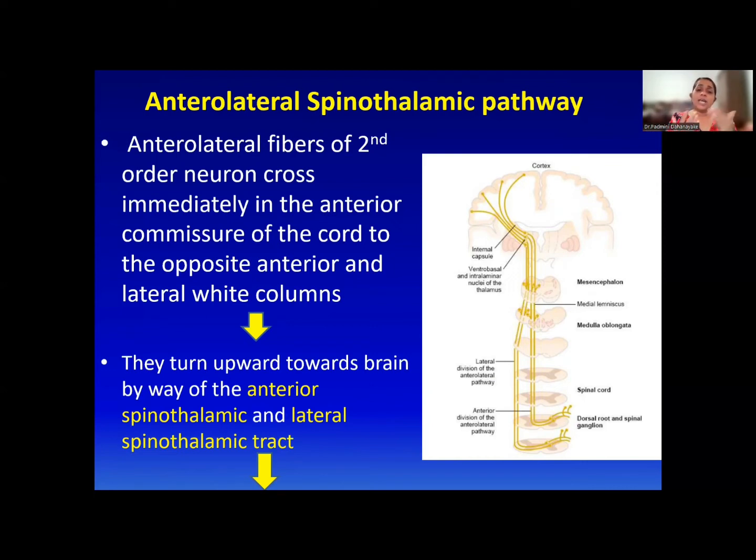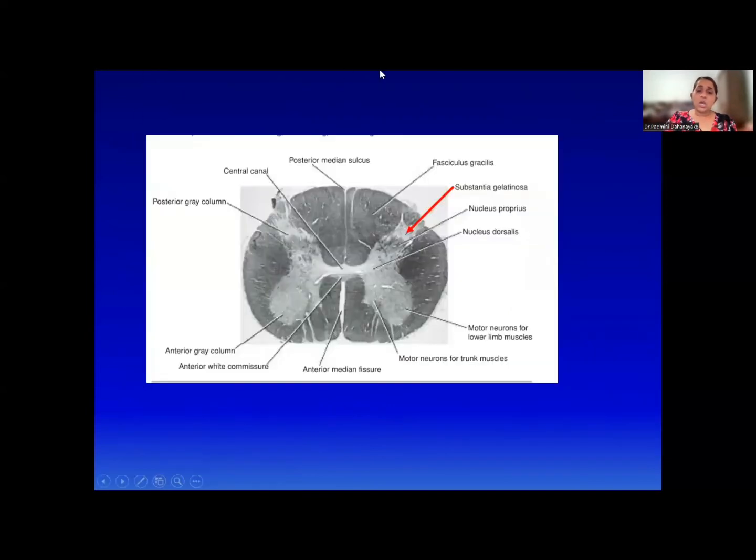And they will take the anterior and lateral white columns. After they synapse in the substantia gelatinosa, quickly they will decussate in front of the central canal. You can see it is the anterior white commissure in front of the central canal, this band-like thing. Then what will happen? Either it will enter the anterior white matter or the lateral white matter. If it takes the anterior white matter, that pathway will be called the anterior spinothalamic tract. If it takes the lateral white matter, it is known as the lateral spinothalamic tract.